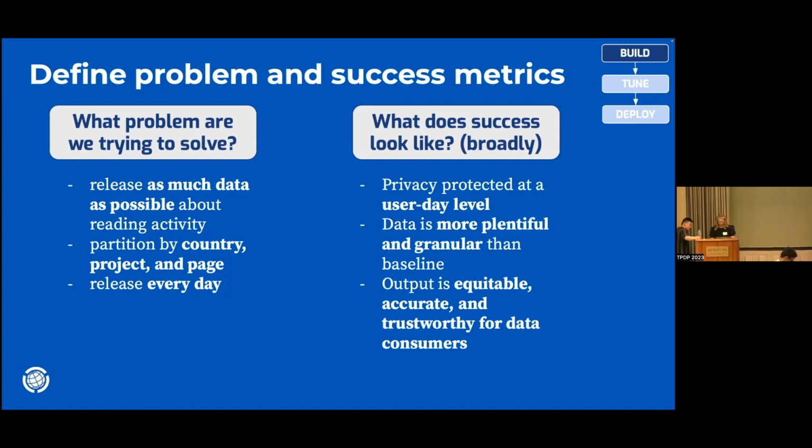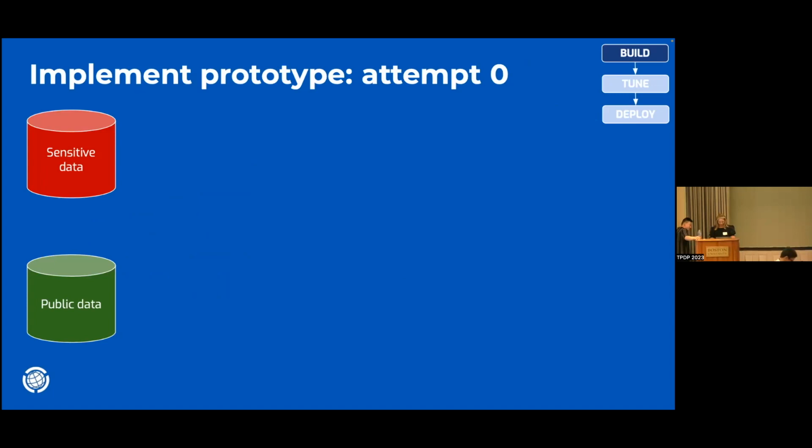When people are downloading this data and using it for their analyses, we don't want them to be confused or have any issues with equity. So this is attempt 0, the first attempt at implementing a prototype. For all of these diagrams, we're going to be coming back to several of these. Red is sensitive or private data, and green is public or non-sensitive data. So we're going to follow basically standard protocol here.